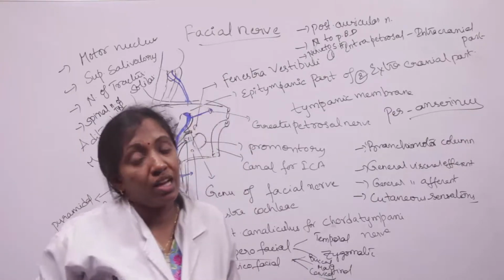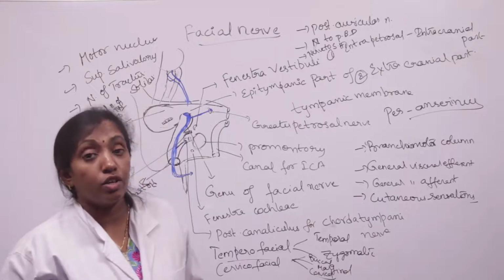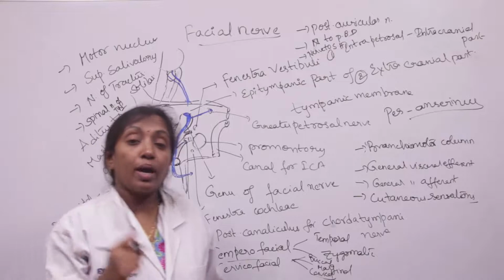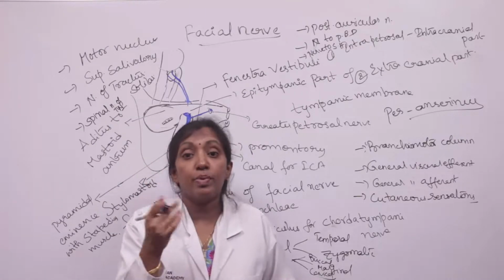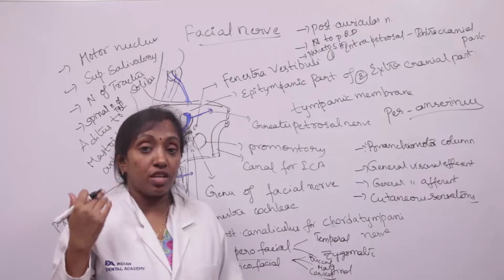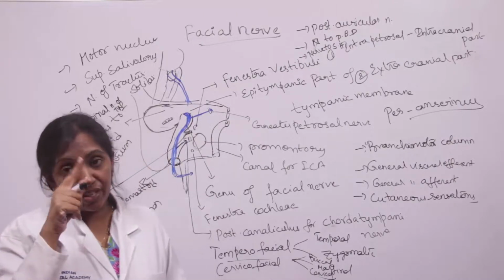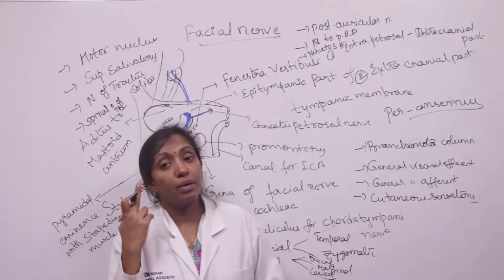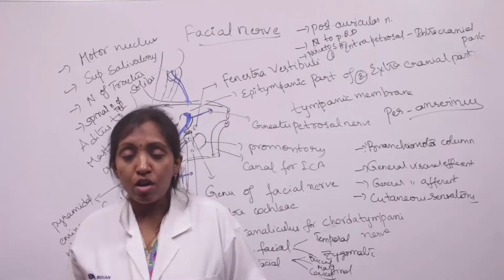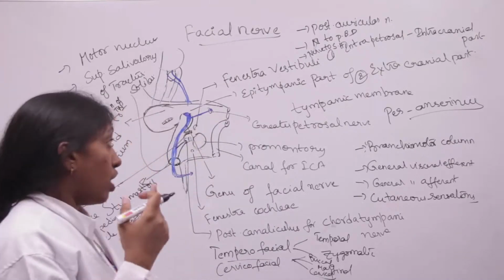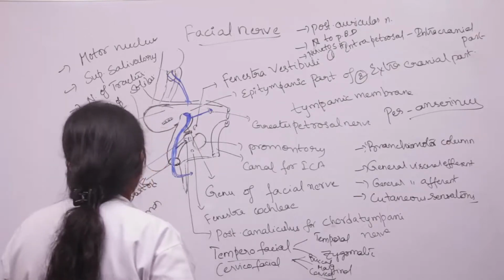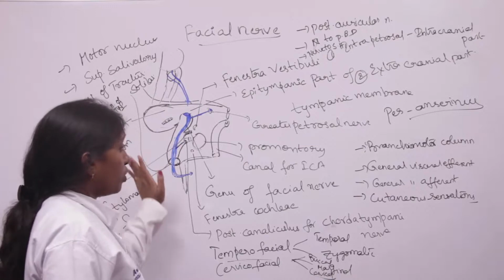Communications: it communicates with the vagus nerve, that is a very important communication. It also communicates in the neck region with the transverse cervical nerve, and it communicates with the trigeminal nerve on the face for the proprioceptive sensations from the facial muscles. We know that the sensory nerve supply of the face is by the trigeminal nerve. The facial nerve also communicates with the trigeminal nerve branches on the face for the proprioceptive sensations from the facial muscles. Okay, so that's about the facial nerve.